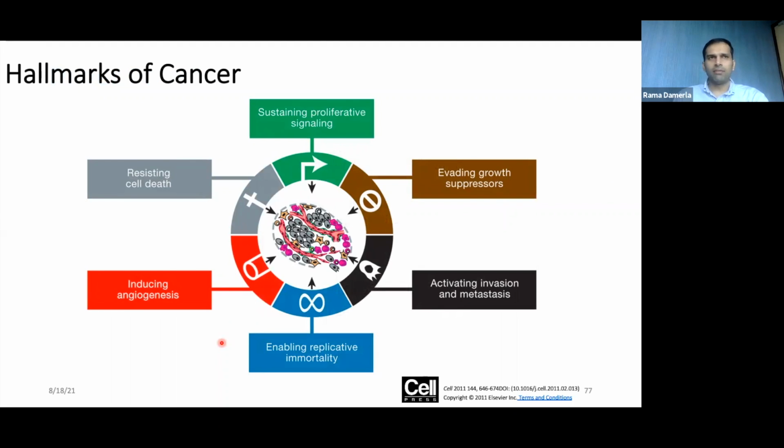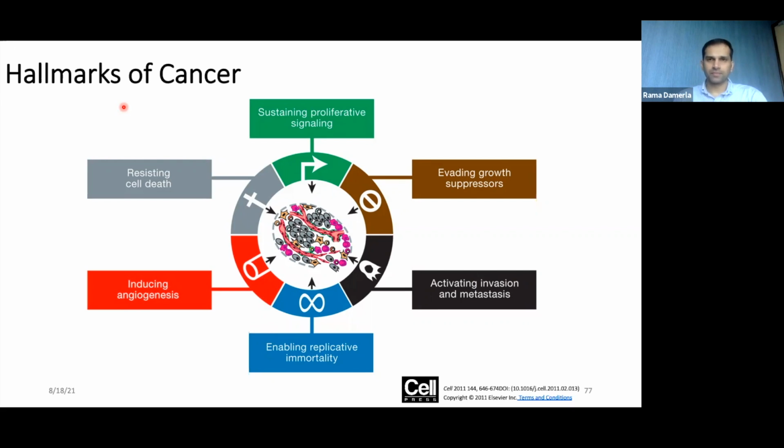So I would advise anybody who's interested in reading more about the genetics of cancer to go to this paper that was published in Cell in 2011 by two scientists, Hanahan and Weinberg. They have actually determined the hallmarks of cancer, like what kind of mutations are required, and what the different pathways are.